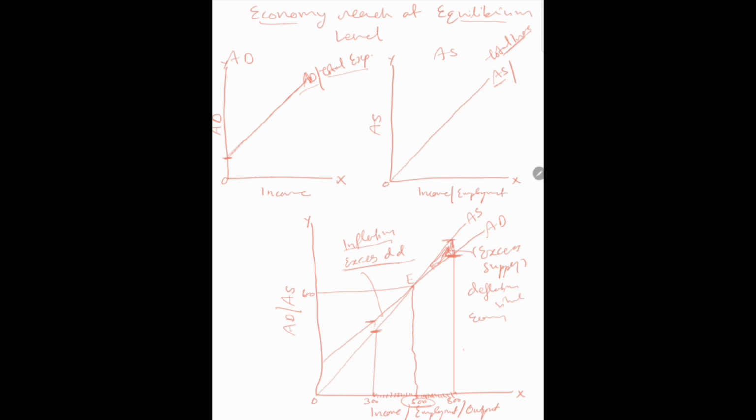That is why any deviation from the equilibrium point is not stable, and the economy will automatically reach the equilibrium point again.